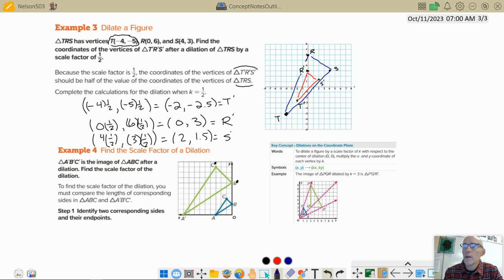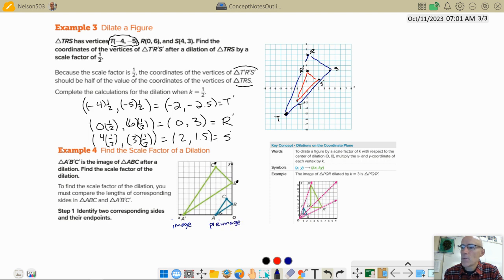Okay. So what if we were trying to do the opposite thing? Like we were given a graph and we're trying to figure out what the scale factor is. Well, you can see here's our image out here. This is our image. And then this is our pre-image in here, right? Because it doesn't have the little tick marks on it.